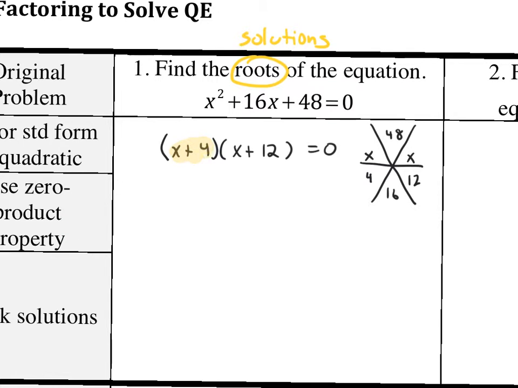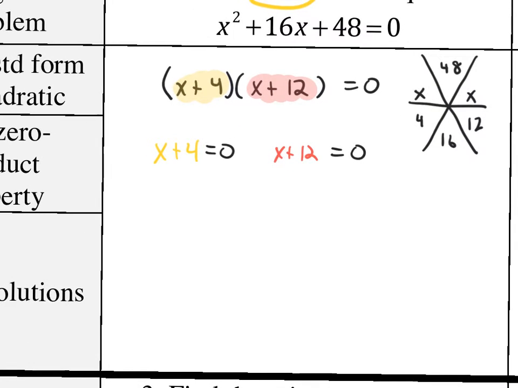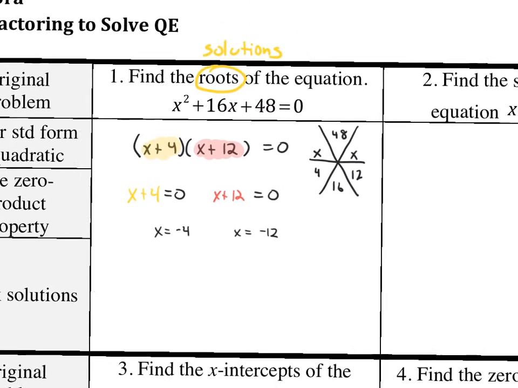Now we can use the zero product property to split that up. This guy here is going to be set equal to 0, and this binomial here will be set equal to 0. So x plus 4 equals 0, x plus 12 equals 0. And now we just solve individually these ones. X here is, let me not forget my negatives, negative 4, subtract 12 from both sides to get negative 12.